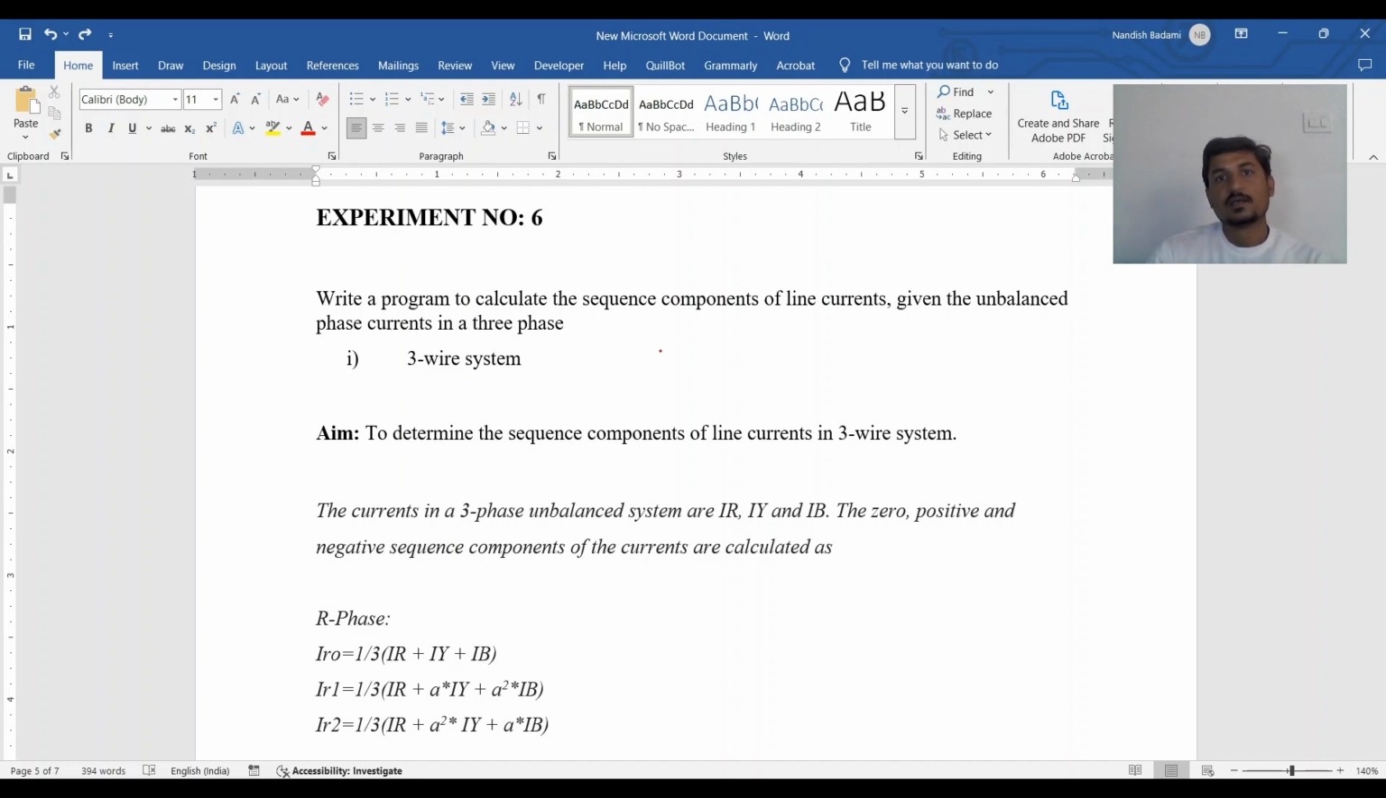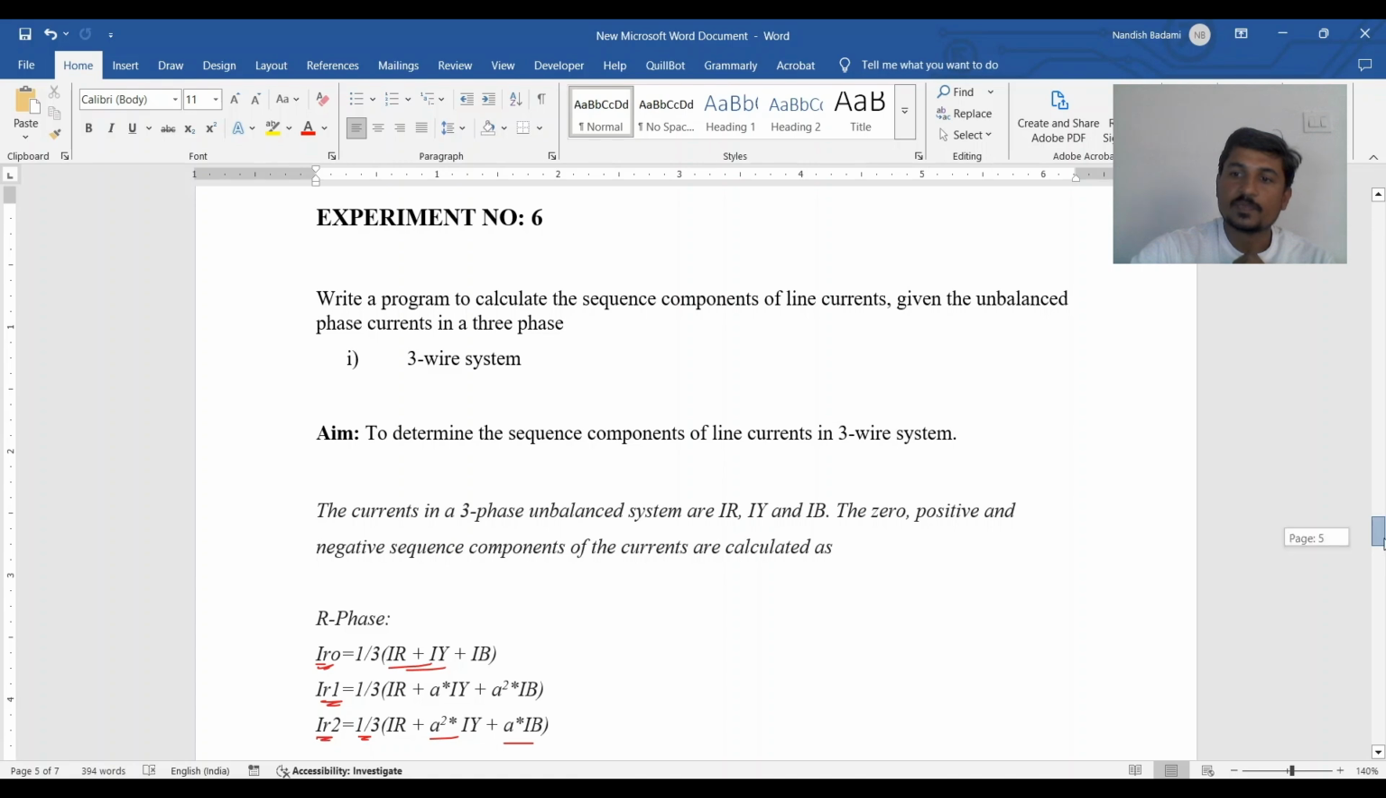Let us choose the first phase, that is the R phase. Here we can see IR naught is the zero sequence R phase current, which is calculated as 1 by 3 times the sum of the unbalanced currents, that is IR, IY and IB. Similarly, the positive sequence R phase current IR1 is calculated as 1 by 3 times IR plus A times IY plus A square times IB, where the component A is a constant value and we have already shown it in the previous videos. Please click on the link to get to know more about it and the value of A also. And the negative sequence R phase current IR2 is calculated as 1 by 3 times IR plus A square IY plus A times IB.